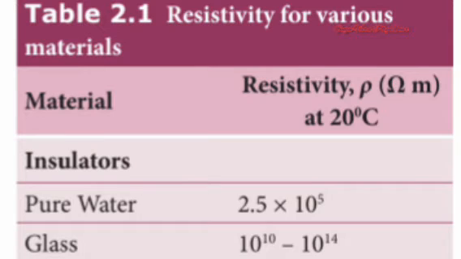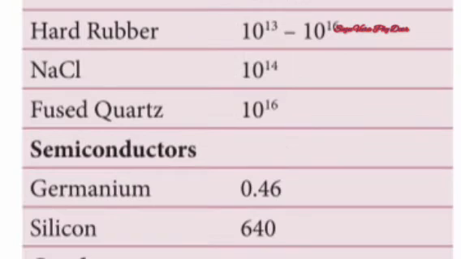First, insulators: pure water is 2.5 into 10 to the power of 5. Glass 10 to the power of 10 to 10 to the power of 14. And hard rubber 10 to the power of 13 to 10 to the power of 16. NaCl 10 to the power of 14. Fused quartz 10 to the power of 16. These values are all very high.